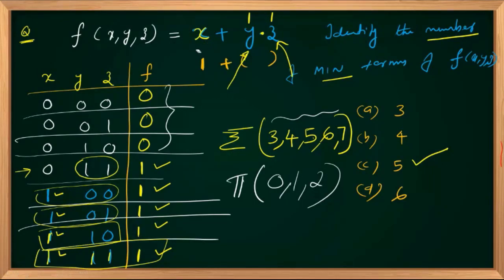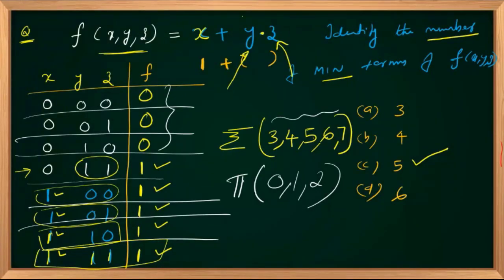You just understand the question properly first. You are given a Boolean expression, x plus y z, and you are asked to identify the number of min terms. Please note that it is a three variable system. Three variable system implies how many combinations are possible? 2 power 3. Base of binary is 2, 2 power number of variables. Number of variables is 3 here. So 2 power 3 is equal to 8 combinations are possible.